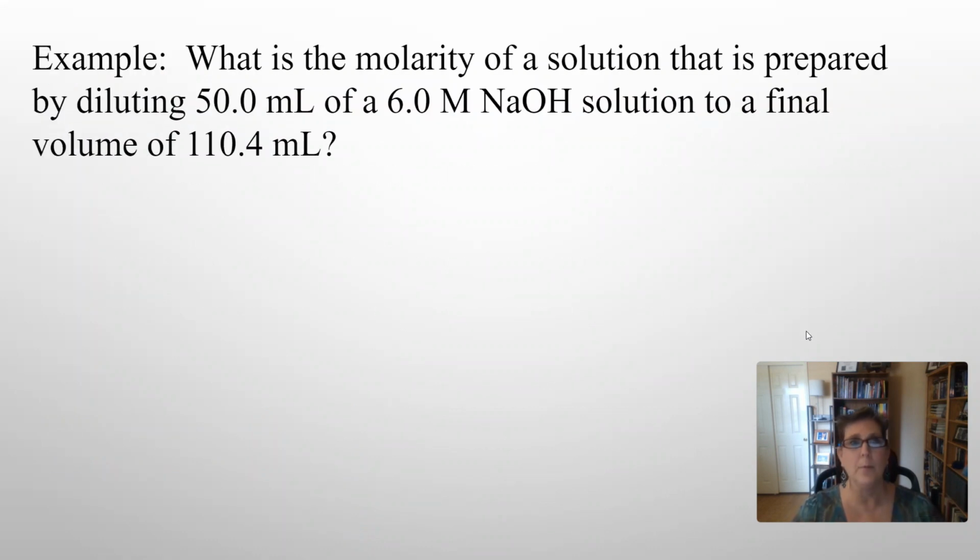Let's try an example. What is the molarity of a solution that is prepared by diluting, there's your key word, diluting, 50.0 milliliters of a 6.0 molar NaOH solution to a final volume of 110.4 milliliters? So diluting, final volume, we have an initial volume and a concentration. So yeah, we're going to use M1V1 equals M2V2.